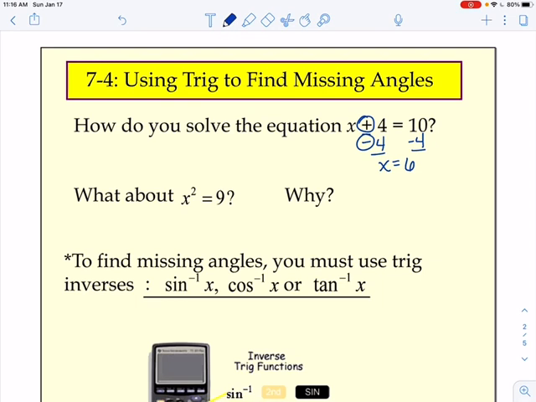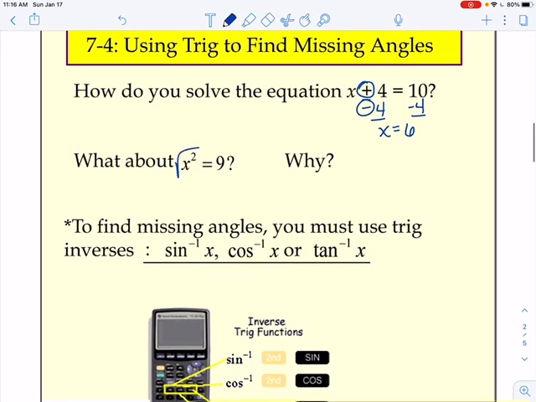So same thing when I look at x squared equals 9. How would I solve for x there? I would take the square root of both sides. Why? Because squaring something and taking the square root are inverse functions. They're the opposite of each other.